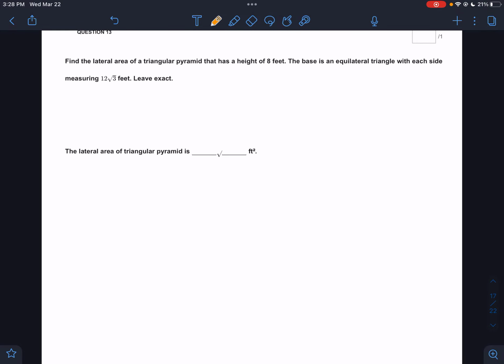Find the lateral area of a triangular pyramid that has a height of 8. The base is an equilateral triangle with each side measuring 12 root 3. I think this is the hardest one on here to conceptualize. I'm going to try my best to get through it, but it's not easy. The first thing we need to understand is it's just lateral area. So the lateral area is 1/2 PL. So we need the perimeter and the slant height. So the perimeter we can get pretty quickly.